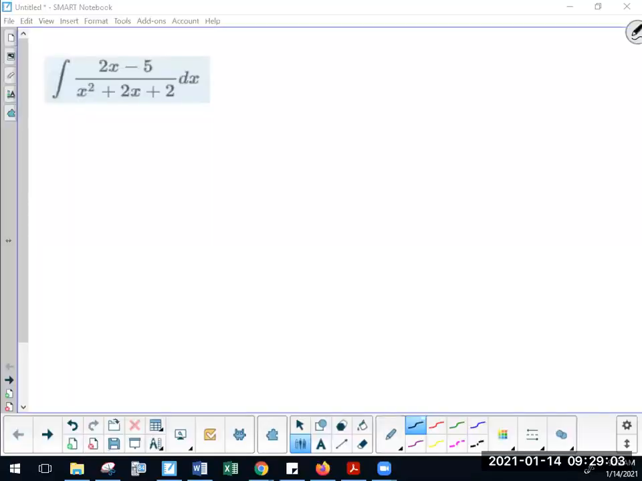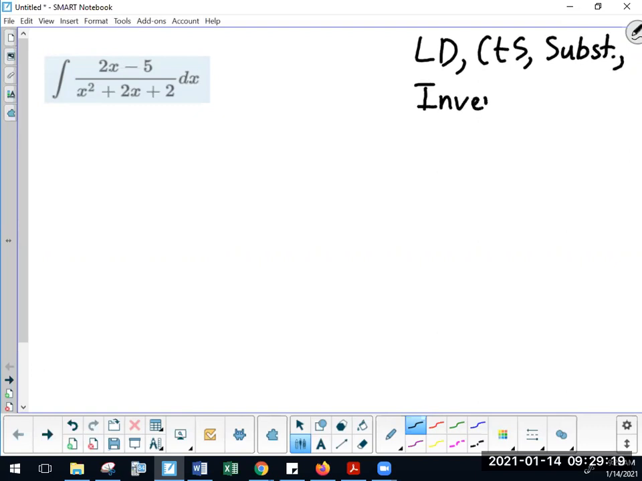So then you looked at this one with your brains filled with long division and completing the square and substitution and hopefully inverse trig. Why were these the things rattling around in your brain? Well, because you noticed that this is not anything that's one of our patterns. So we're not going to be able to do this as an antiderivative.